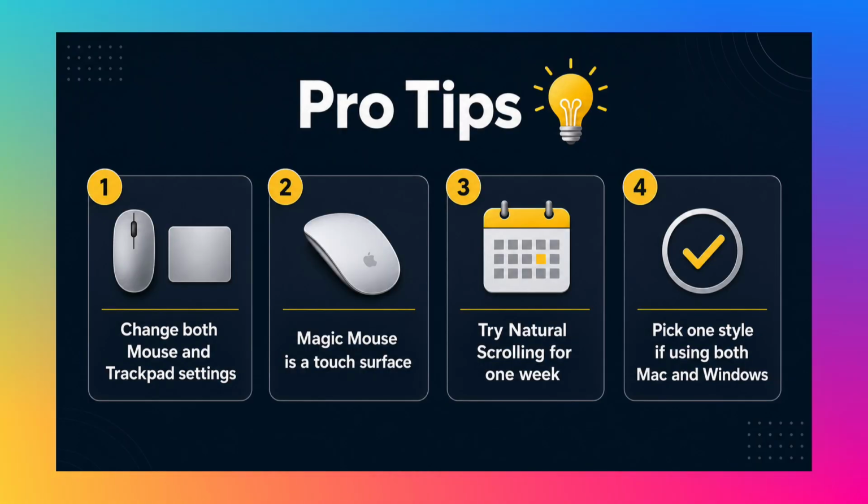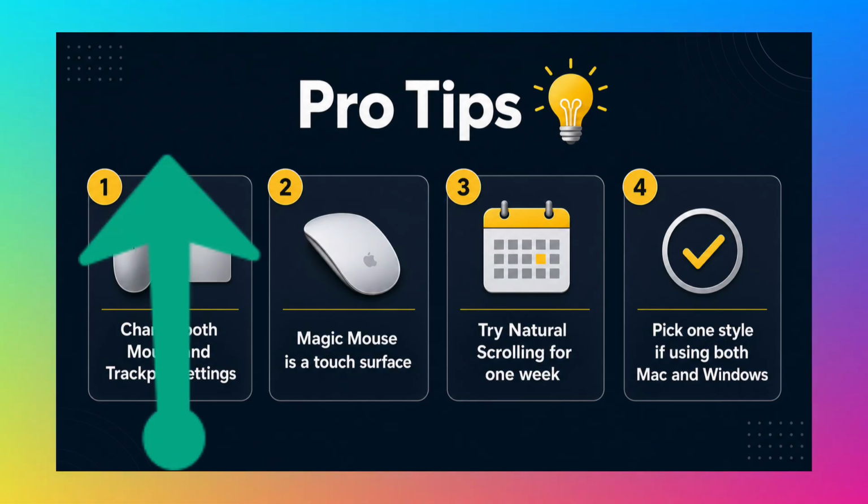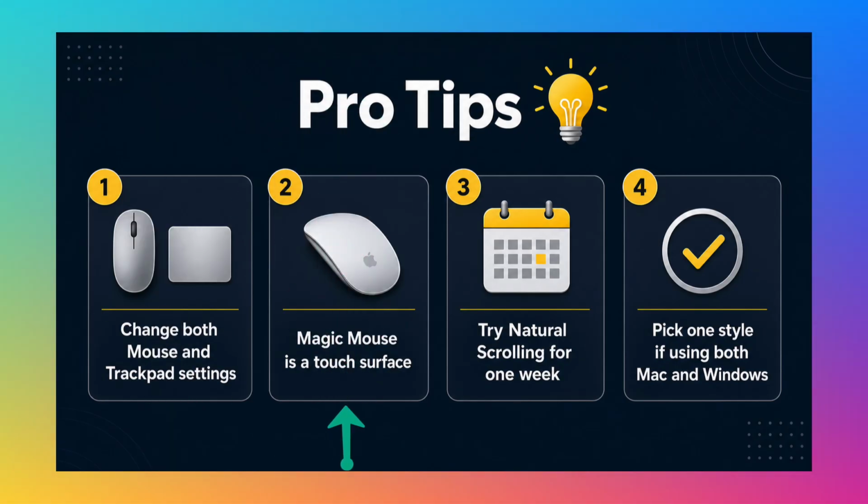Before you run off and change that setting, here are a couple of things worth knowing. Pro tip number 1. If you use both a trackpad and a mouse, remember to change the setting in both places. They are completely independent. Pro tip number 2. If you use a Magic Mouse, the scrolling is actually a touch surface. Swiping up moves the page up, just like a trackpad.